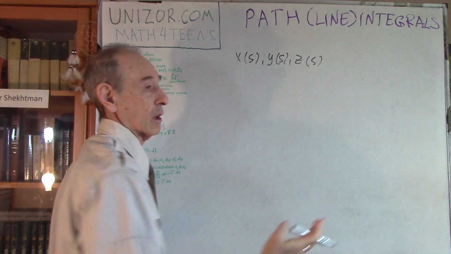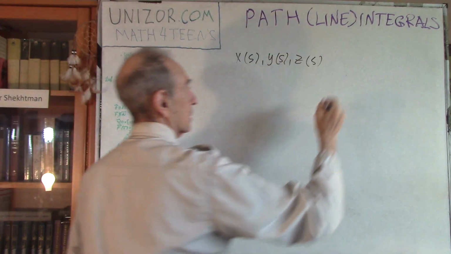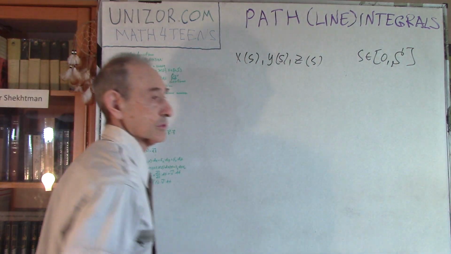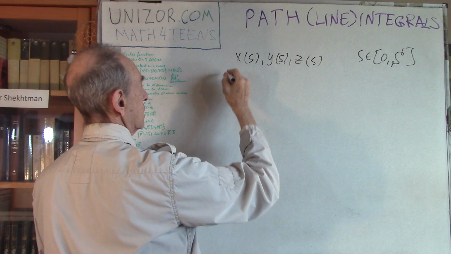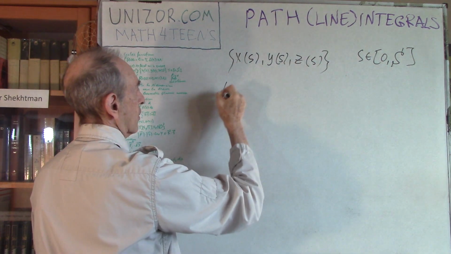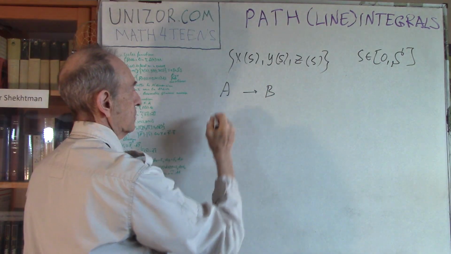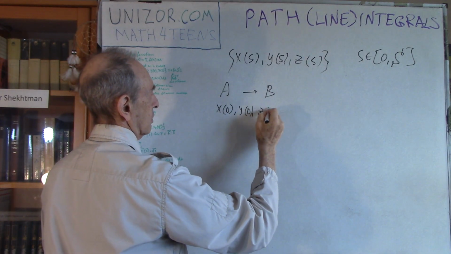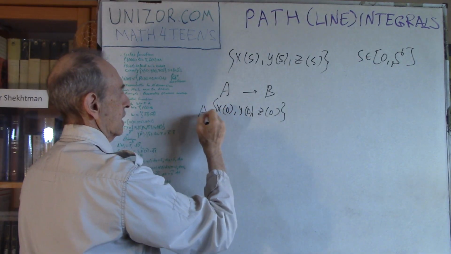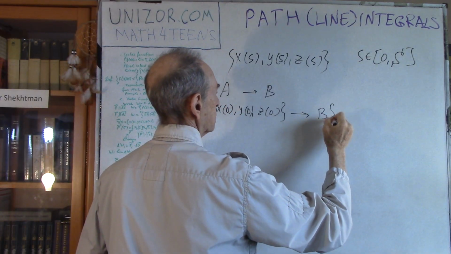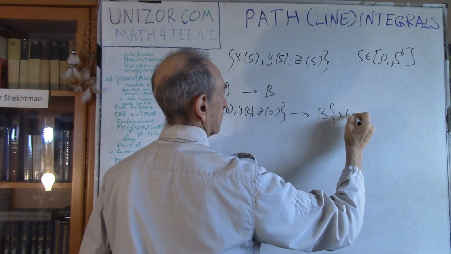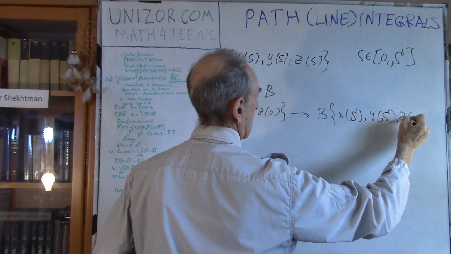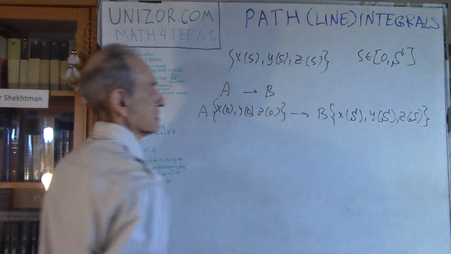Each one depends on some parameter S. So now S actually is a real number in some interval from 0 to capital S. Now, if we imagine that this curve goes from point A to point B, it means that x of 0, y of 0, z of 0, this point is A, and point B would be when our parameter has the maximum value. So these are 2 points.